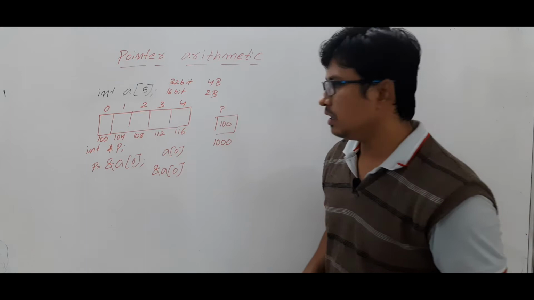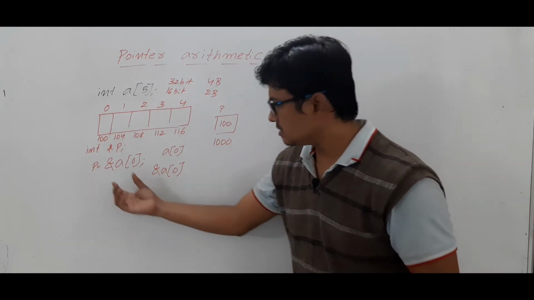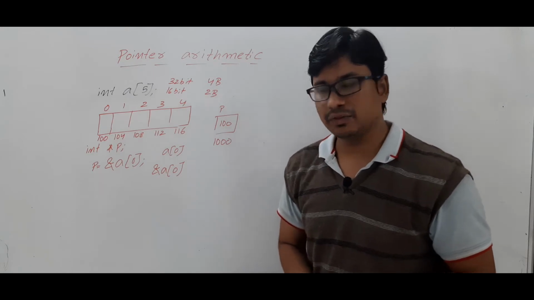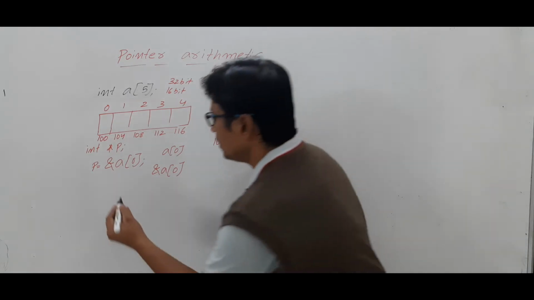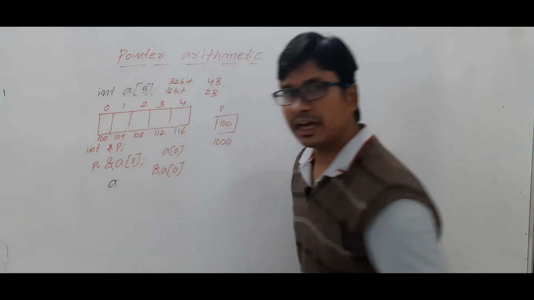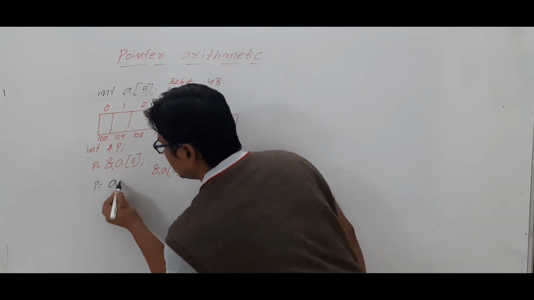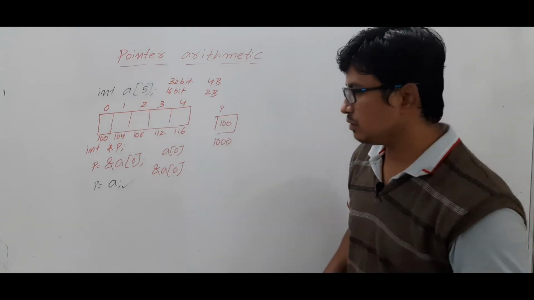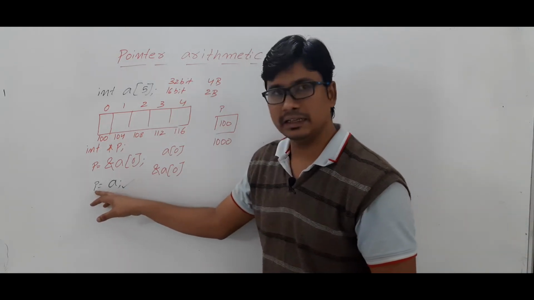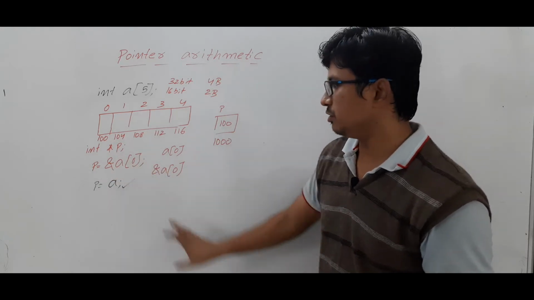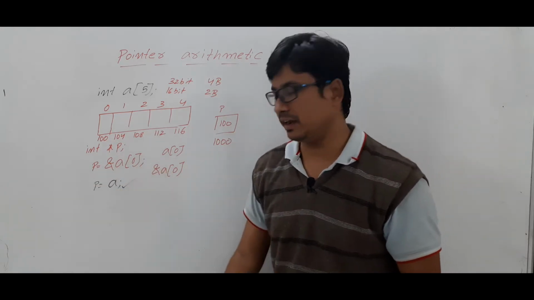Well and good. Now you can ask me, sir, is this the only way I can give the base address of the array A? Is there any other way? Yes, there is another way. If you just use the name of the array, it also gives the base address. So I can write p = A. This is also valid. You can give the base address of the array like this, or you can use p = &A[0]. Both will give the base address of the array A.